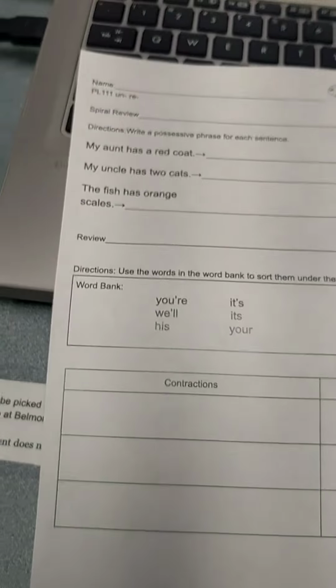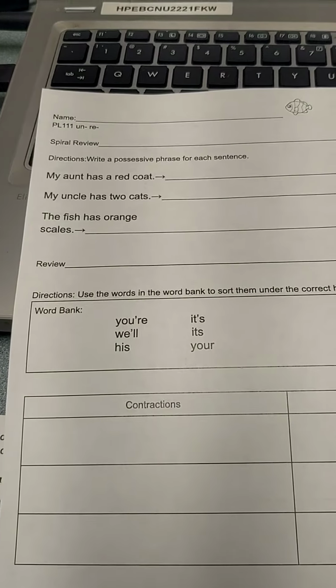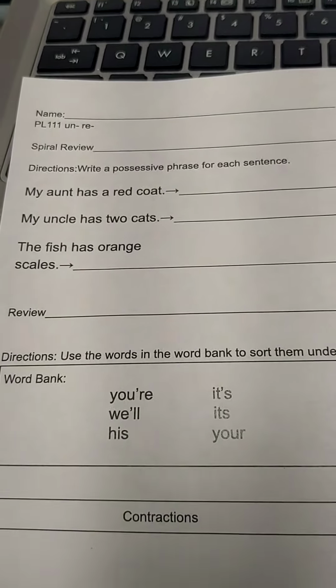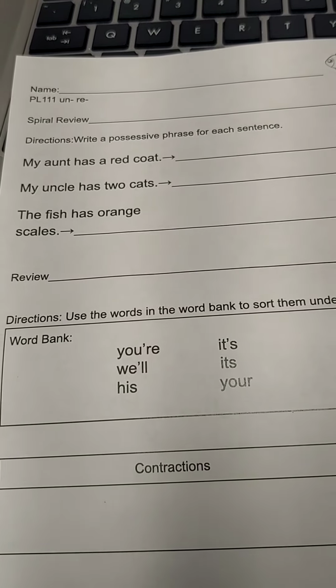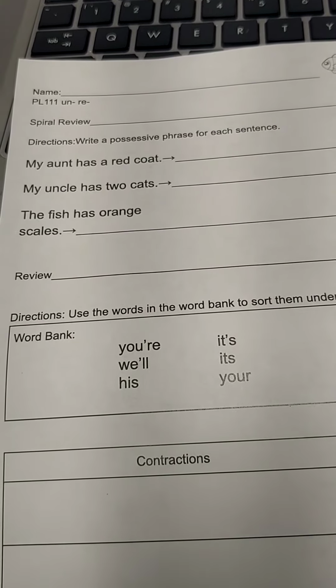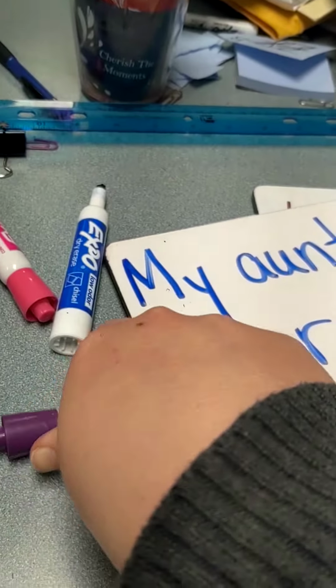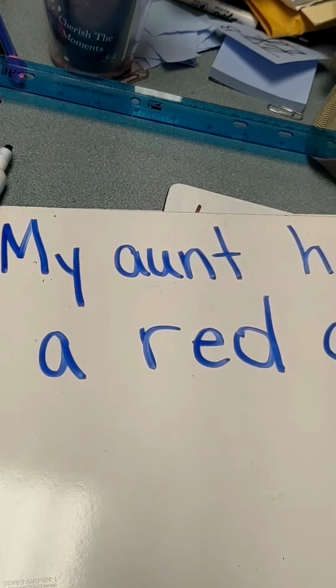So now I'm going to go over the phonics for Friday and PL 111, un and re. So the spiral review is write a possessive phrase for each sentence. So a quick review, they should know how to do possessive phrases. So first, they figure out what the subject is. Who or what is the sentence about? So the sentence is, my aunt has a red coat.